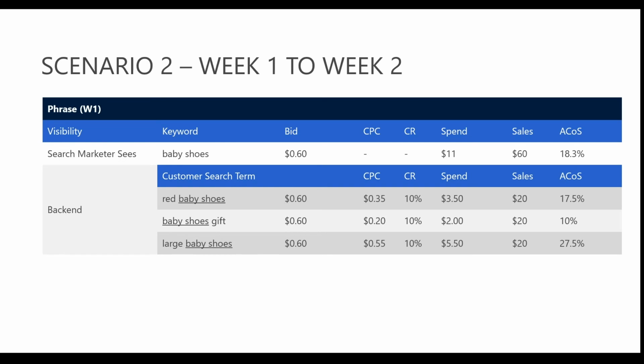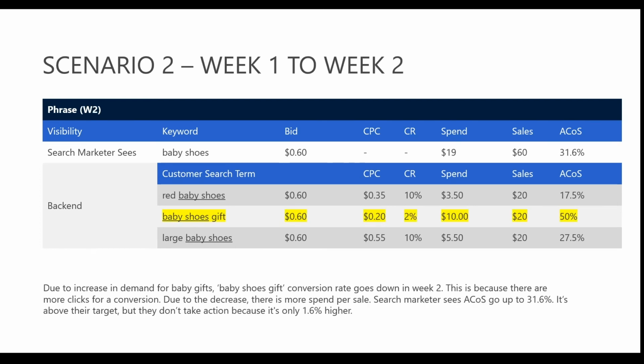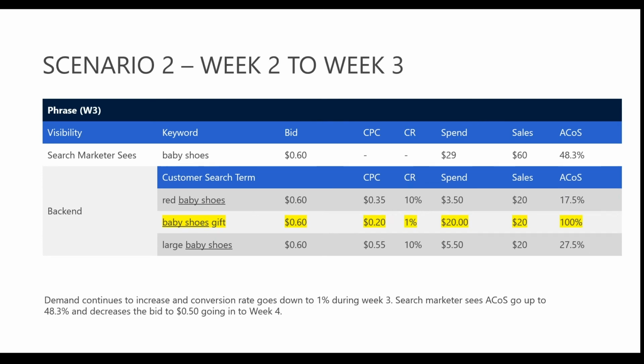Week 1, aggregate performance, what the search marketer sees: baby shoes, the bid, what the spend is, and the associated ACoS. Same exact search terms. Increase in demand for baby gifts, conversion rate goes down, more clicks to get an order. Similar example to the first one, 31.6% ACoS, goes higher. Demand continues to increase. We're now at a 1% conversion rate, more clicks to get the order. This is what the search marketer sees, ACoS goes up.